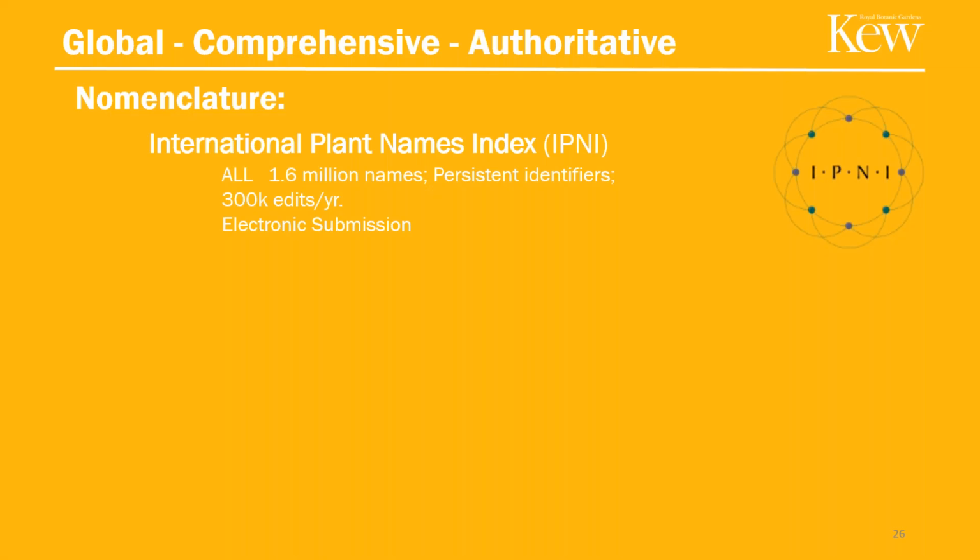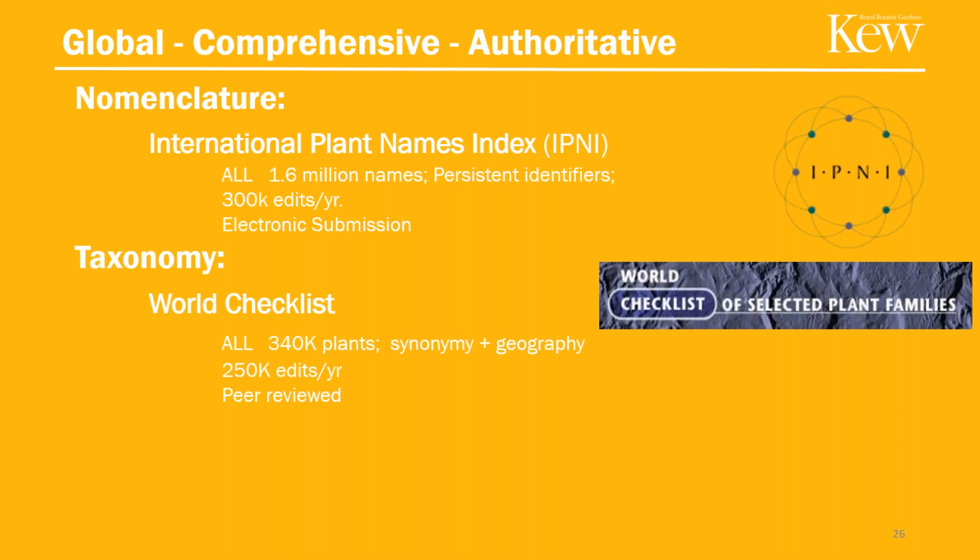So Kew is fortuitous in holding and being responsible for a number of key resources, and the International Plant Names Index is the default catalogue of scientific plant names. There's 1.6 million of them to date. They are given persistent identifiers to enable databases to link with one another. It's being currently edited, and increasingly new plant names, as they are published in journals, are submitted electronically to IPNI.